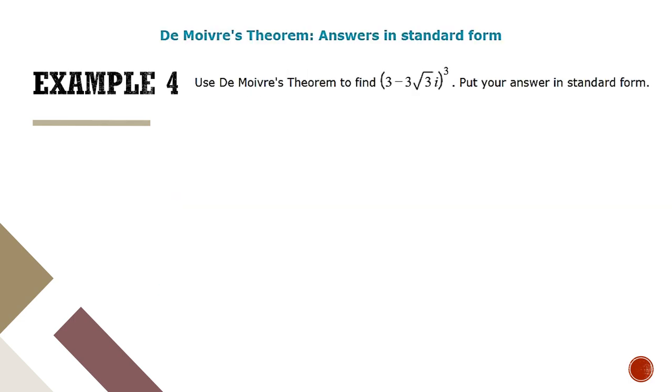So let's go ahead and use this theorem. The first thing I noted is it's to the power of 3. We also have it in this a plus bi form. So the a value is 3, the b value is negative 3 square root of 3, and then our n, the power, is 3.